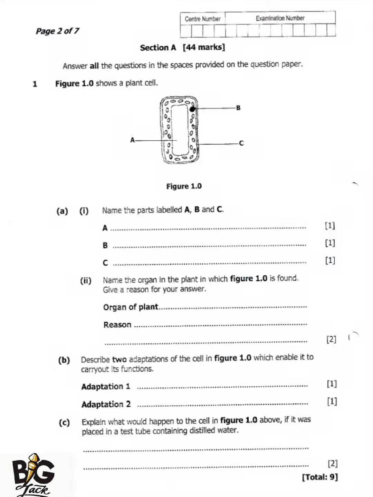So in this representation, I'm going to revise with you cell specialization combined with osmosis. And one question from locomotion at the end of the video. Okay, so the question is saying figure 1.0 shows a plant cell like this one here, which is figure 1.0. So this one here is a plant cell. Now specifically, this question is coming from cell specialization.